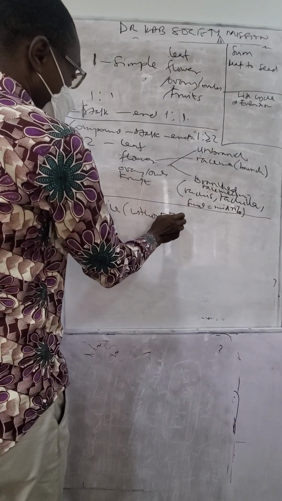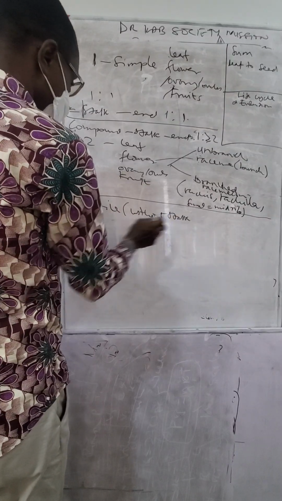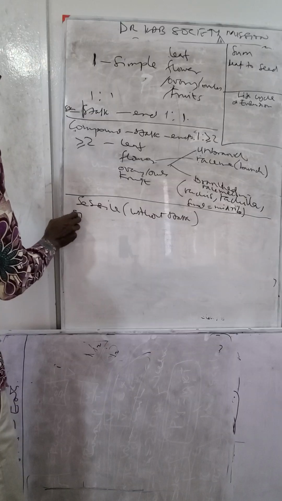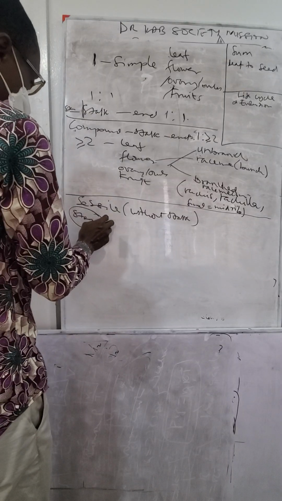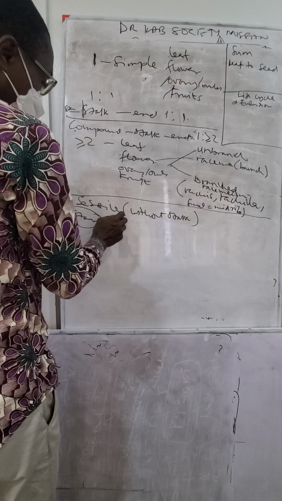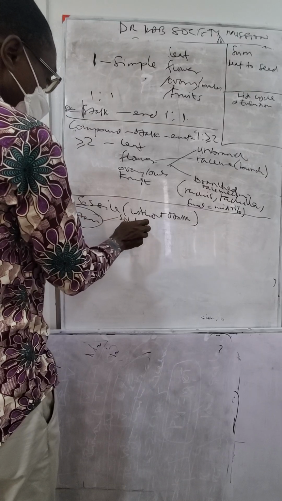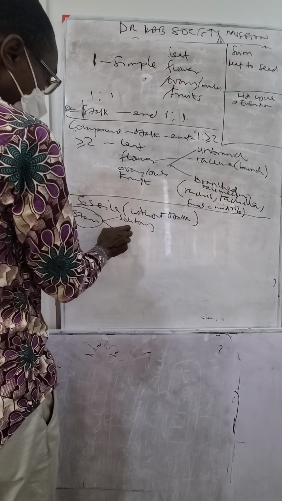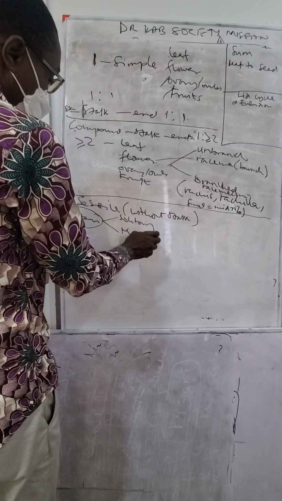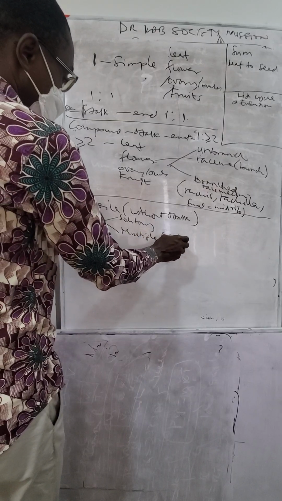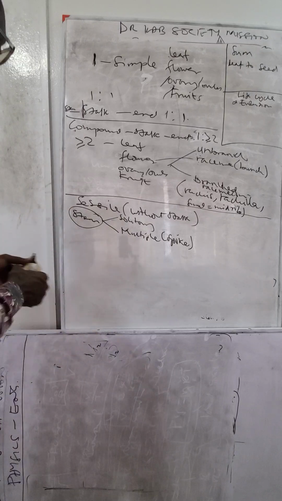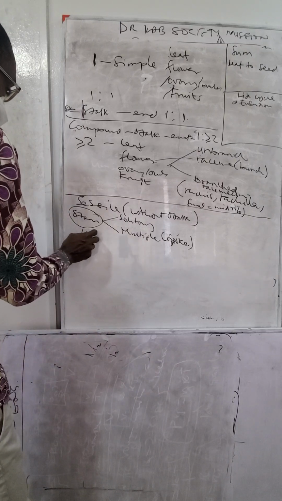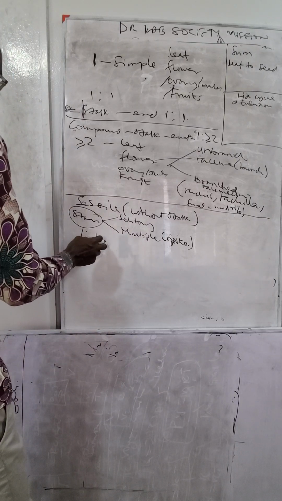Without stop, okay? No stop. Straight from the stem. So that is on the stem, okay? So you can have just one as solitary, or you may have multiple, okay? Multiple as spike. Solitary is just from stem to this, that's one stem, you have one.